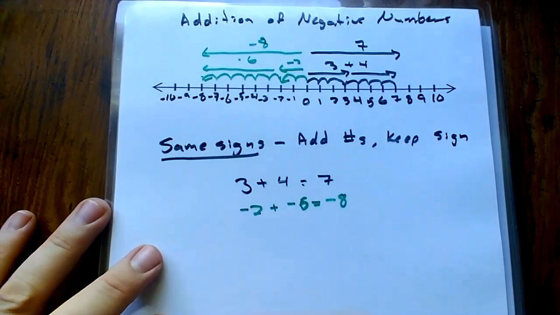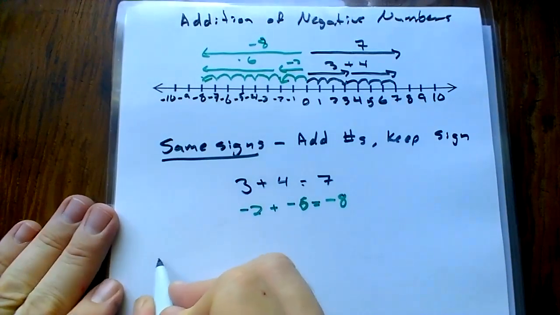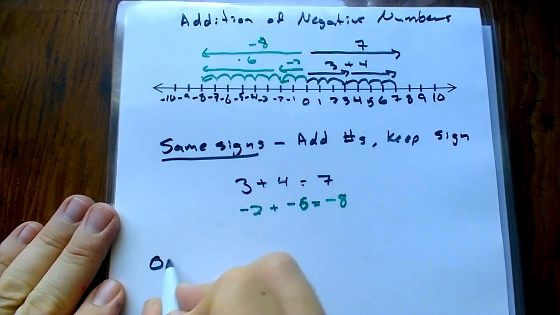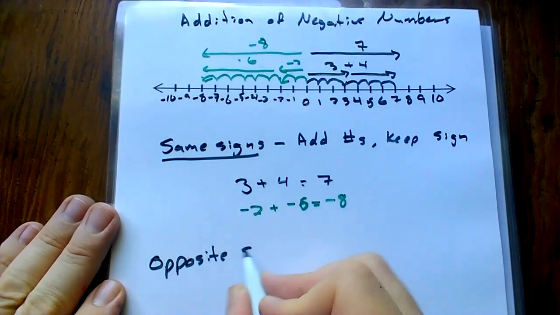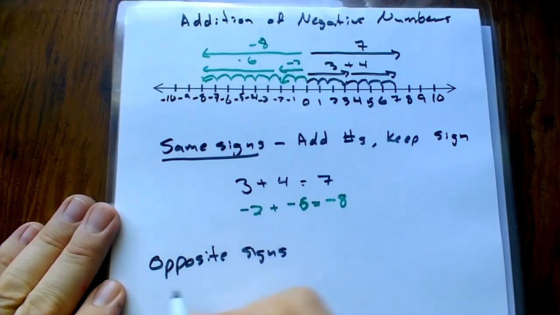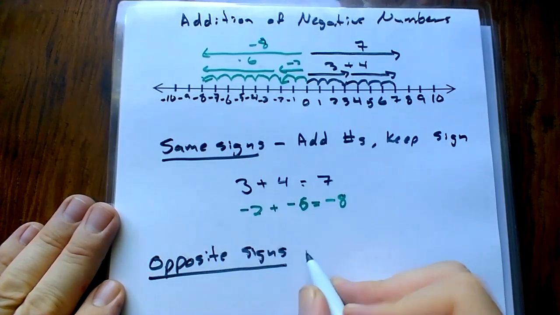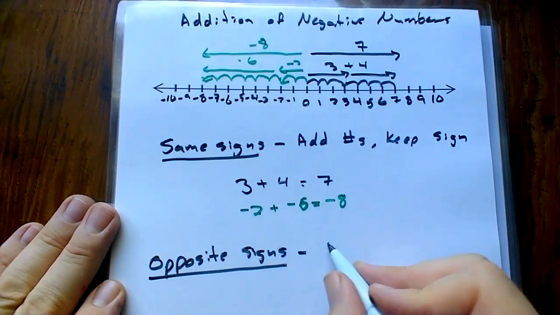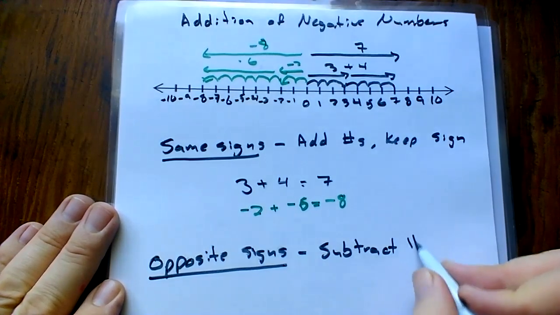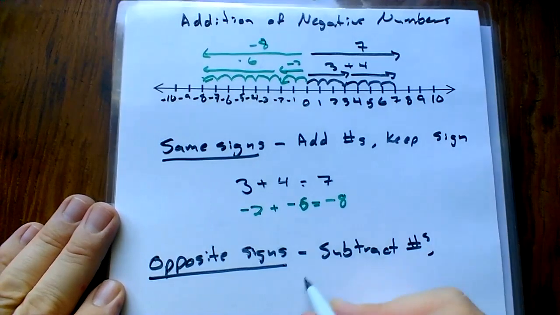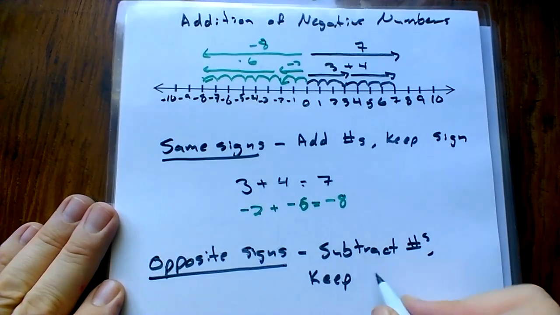If you have opposite signs, then you are going to subtract the numbers and keep the sign of the larger number. And you're going to keep the sign of the larger.